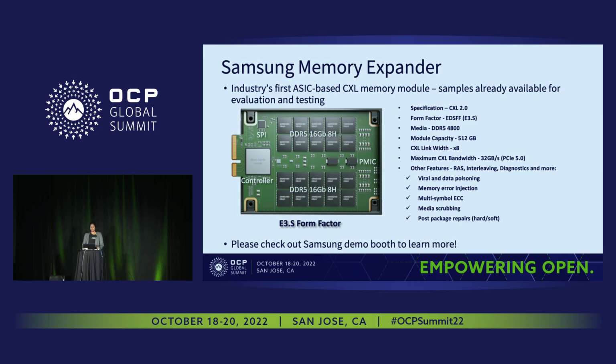So the first here, memory expander, is also something that you could check out in the Samsung demo booth. We had previously announced an FPGA-based version. Now what we have is an ASIC-based version, a CXL-based memory module in the E3.S form factor, with the CXL 2.0 specification, with DDR5, with viral data poisoning, RAS features, and media scrubbing.